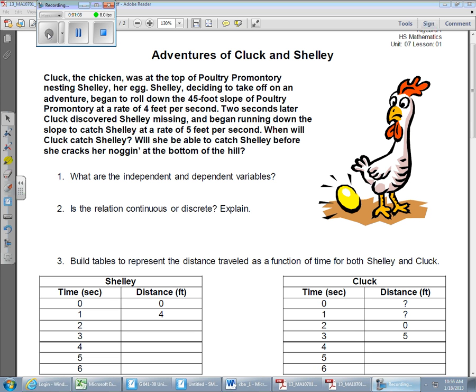Okay, so follow along. On the Adventures of Cluck and Shelley worksheet, Cluck the chicken was at the top of poultry promontory nesting Shelley her egg. Shelley, deciding to take off on an adventure, began to roll down the 45-foot slope of poultry promontory at a rate of 4 feet per second. 2 seconds later, Cluck discovered Shelley was missing and began running down the slope to catch Shelley at a rate of 5 feet per second. When will Cluck catch Shelley? Will she be able to catch Shelley before she cracks her noggin at the bottom of the hill?